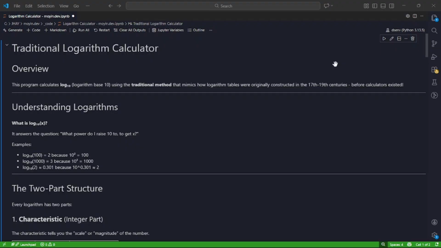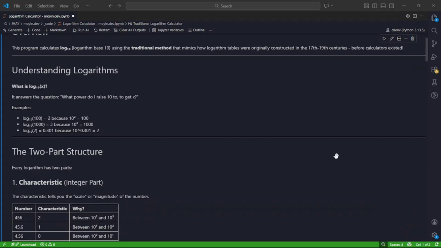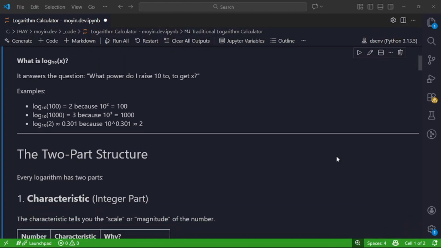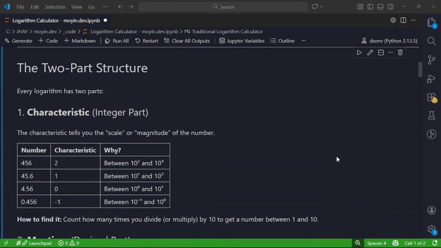But let's take things a little bit deeper. Let me just zoom in here to make sure we are seeing this properly. Let's analyze it a bit further. Logarithms have two parts: you have the integer and then what follows the decimal point. Note, two parts separated by the decimal point. There's before the decimal point and there's after the decimal point.